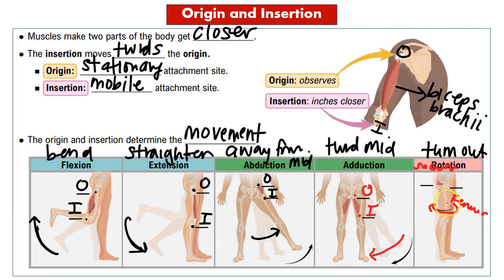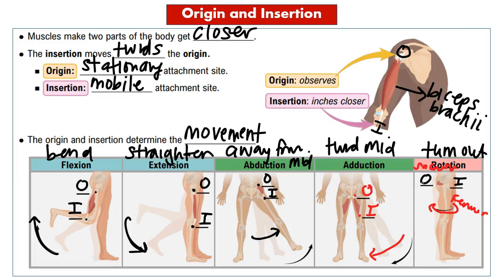Okay, and so the question is going to be, is my femur getting closer to the sacrum or is it going to be further away from the sacrum? And if the femur is going to be the thing that's getting closer and further away, automatically I know that my femur has to be the insertion. That's the thing that's going to be causing that movement. So therefore, my sacrum is going to be the origin.